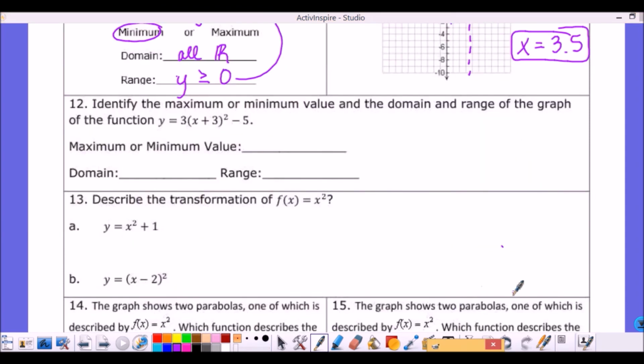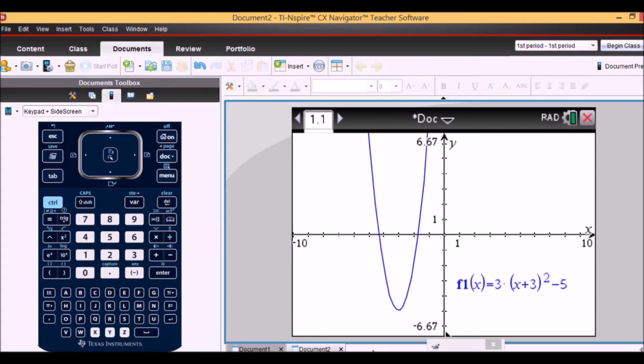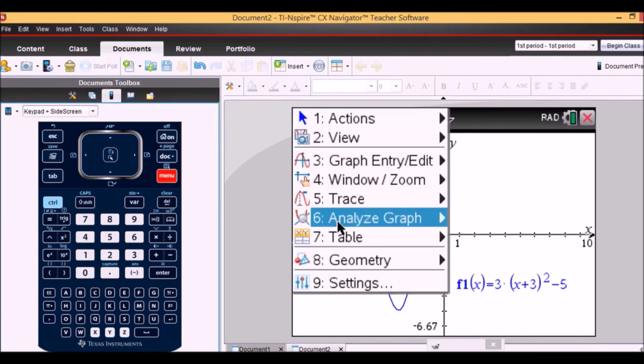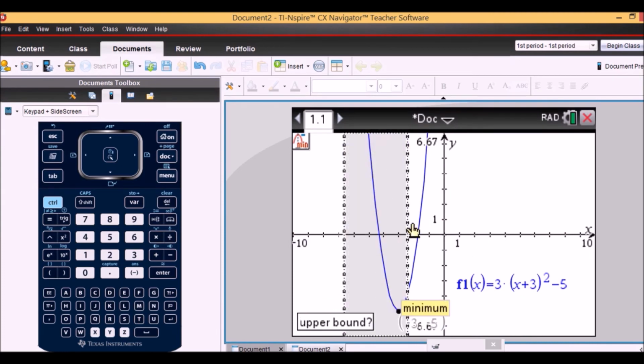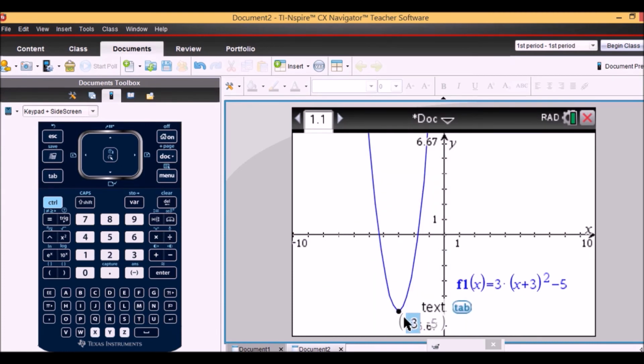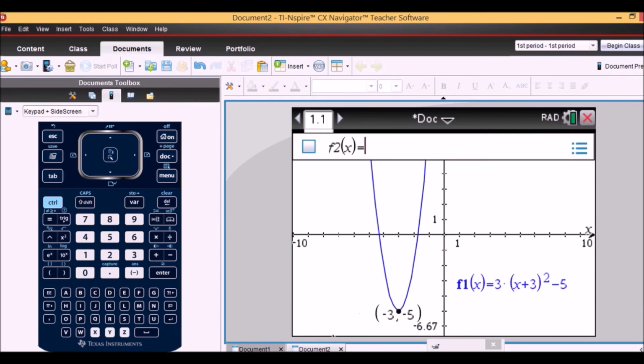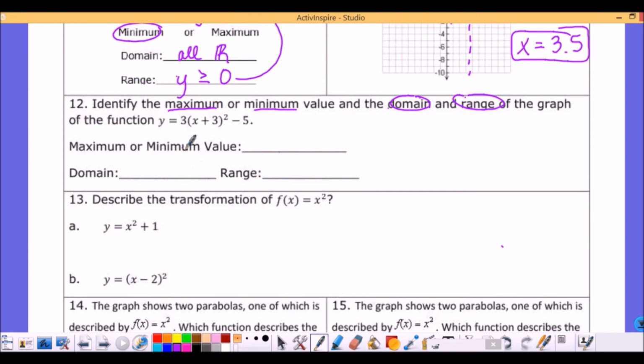Question number 12. We're going to identify the maximum or minimum, and we're going to find the domain and the range. So what I'm going to do is put this in the graphing calculator. If you notice, this dot right here is the vertex. Do you remember, is this the minimum point or the maximum point? That's right. This would be a minimum point because it's the lowest part of my parabola. So my vertex is at -3, -5. So this would be a minimum value.